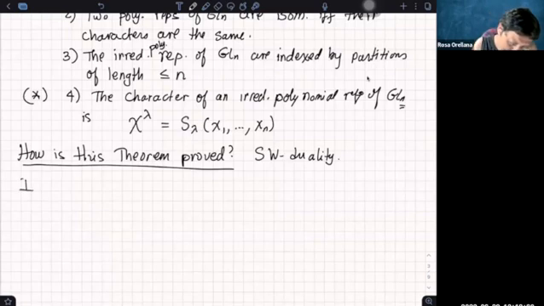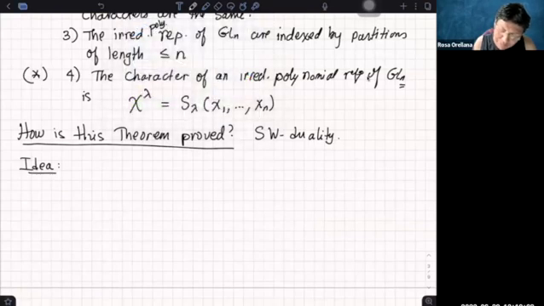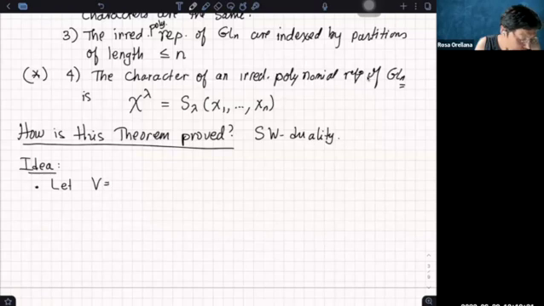So here is the idea of how it works. I will be talking about restricting this idea in order to define, later, the characters of the symmetric group. So the idea goes as follows. You let V be equal to C^n, and GLn acts on this. So you have two actions. If you have C^n, you can define V tensor k to be the k-fold tensor product.